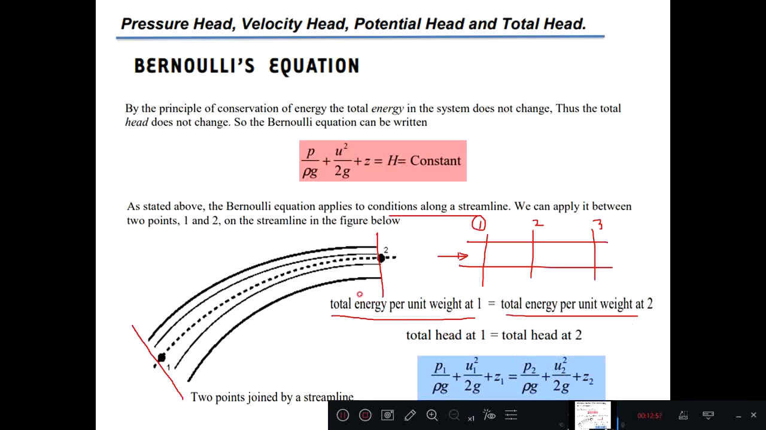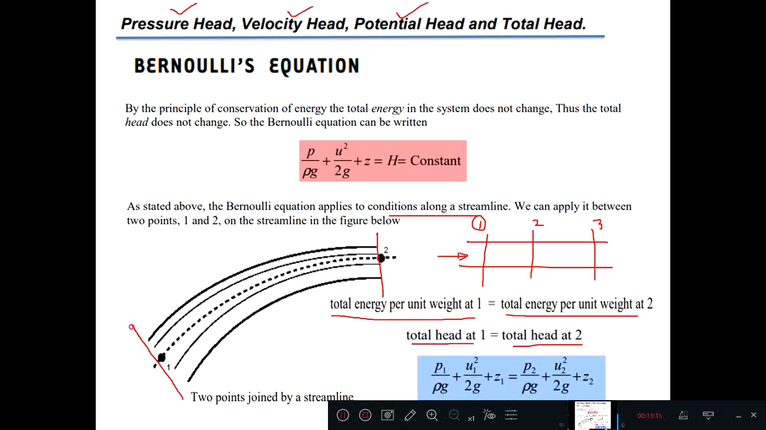Or else you can write, instead of energy, you may call it a head: total head at 1 is equal to total head at 2. That's why I have written here pressure head, velocity head, potential head and total head. Instead of calling it total energy, you can call it total head also.